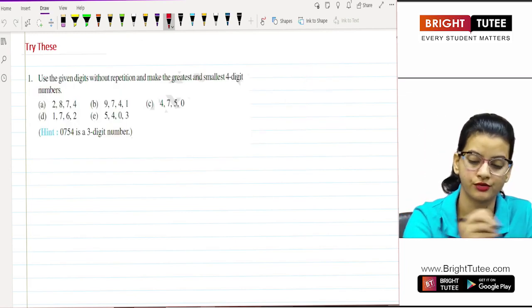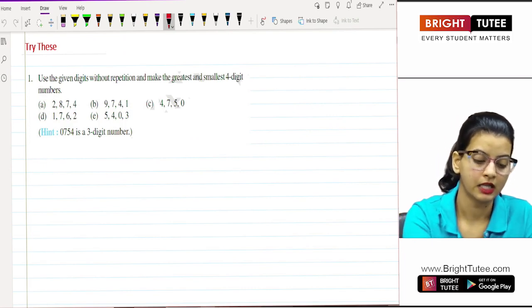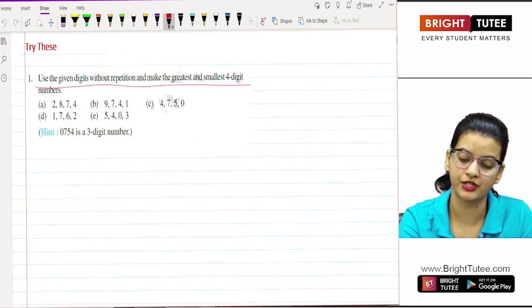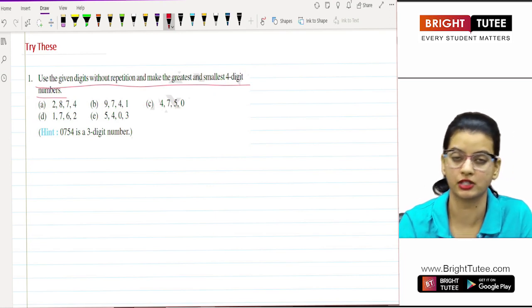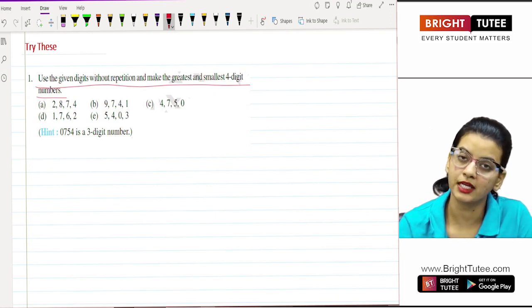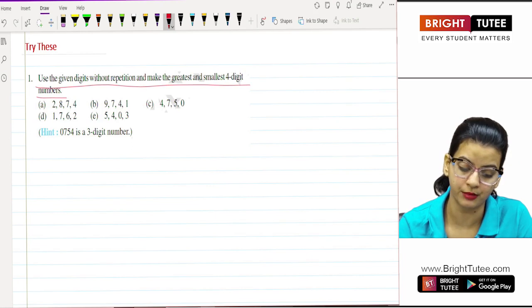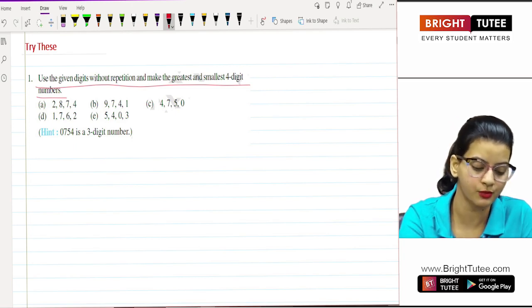Okay, so this is the procedure that we are using. Now we are going to try some more questions over here. Now use the digits without repetition and make the greatest and smallest 4-digit numbers. So here we have to make the greatest and the smallest 4-digit numbers by using these digits. But we are not going to repeat any of the digits. So we will start with A.